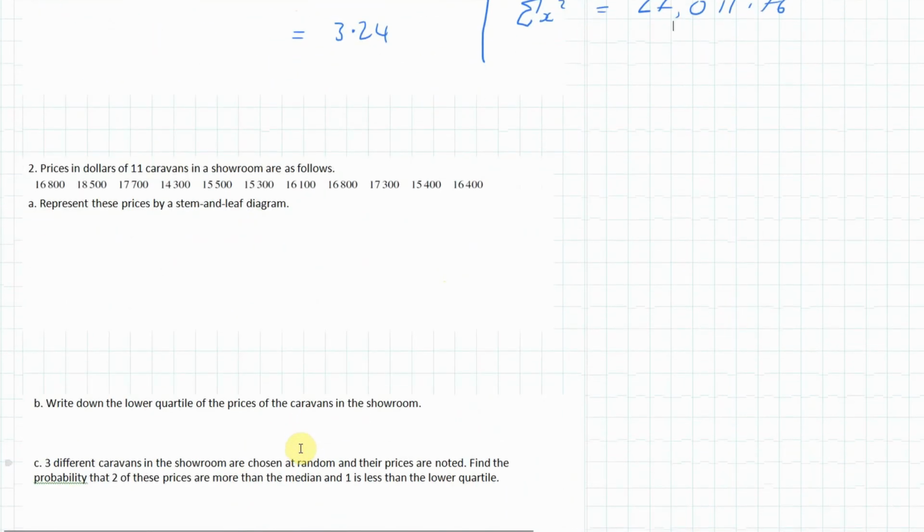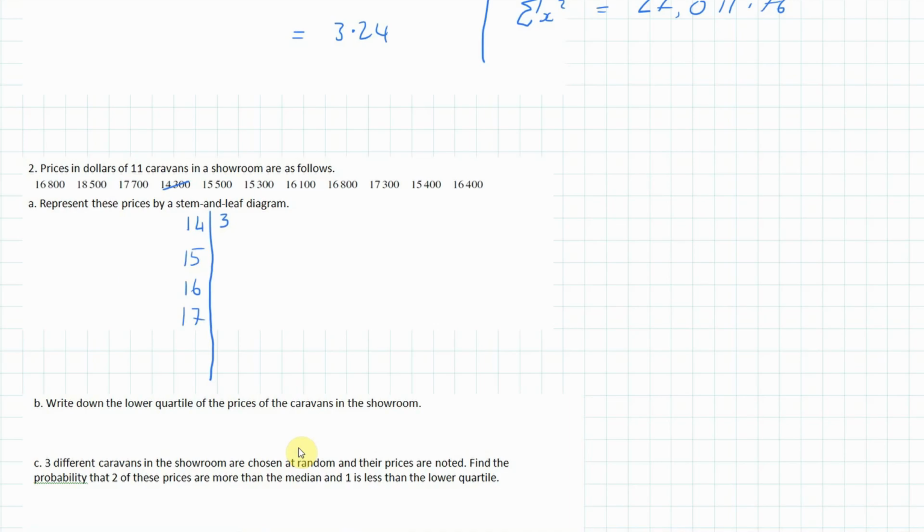Okay, so the next one is also representation of data, doing a stem and leaf diagram. We've got the prices in dollars of 11 caravans in a showroom, and we've got to represent them on a stem and leaf diagram. So what is our lowest value here? It looks to be this one here. So I might write in my stem part, going down like this, 14, 15, 16, 17. Okay, and then I'll go 3.